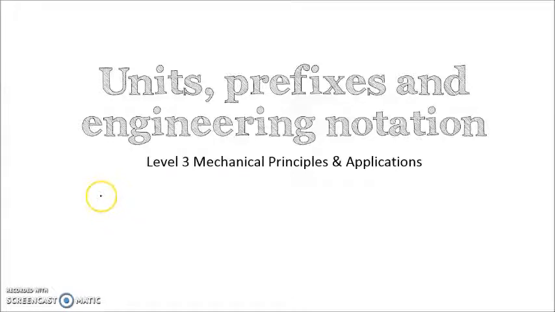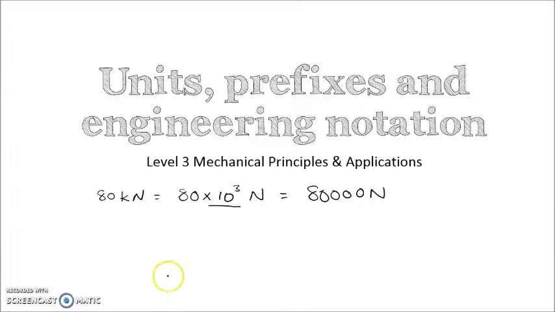Some examples would be, say you've got 80 kilonewtons. Okay, we've got a unit here, and we're going to talk about units later on in this video, and a prefix. So that prefix actually means 1,000, so that's times 10 to the 3 newtons. And this is the engineering notation part, and that's the equivalent of 80,000 newtons.